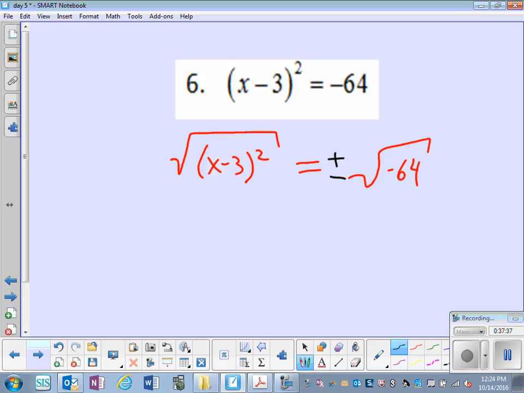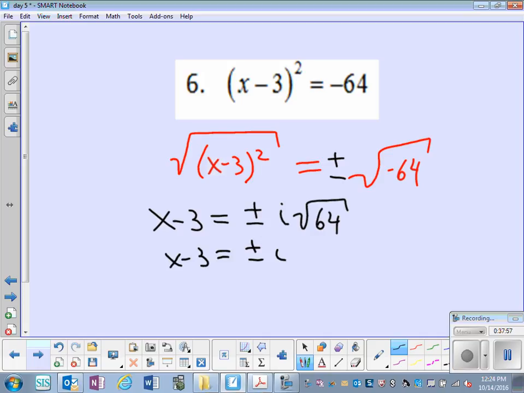Very important. Okay, so the square root of x minus 3 squared is what? x minus 3. And then I have my plus minus. And the square root of negative 64 is what? i times the square root of 64. Do you know what that is? 8. So i8, or I prefer to say 8i. I prefer i to be last.